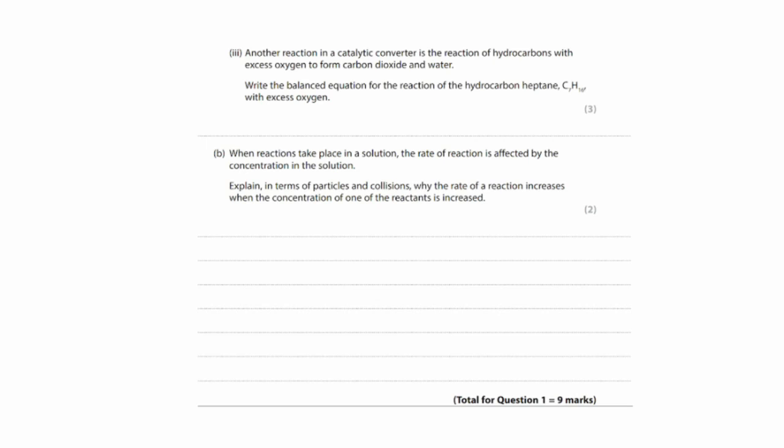This question asks us to write a balanced equation for the reaction of hydrocarbon heptane with excess oxygen. This would be writing a balanced equation of heptane combustion. And to do this, we must balance the following equation. C7H16 plus O2 goes to H2O plus CO2. Now let's see how we can balance this. C7H16 plus 11O2 goes to 7CO2 plus 8H2O.